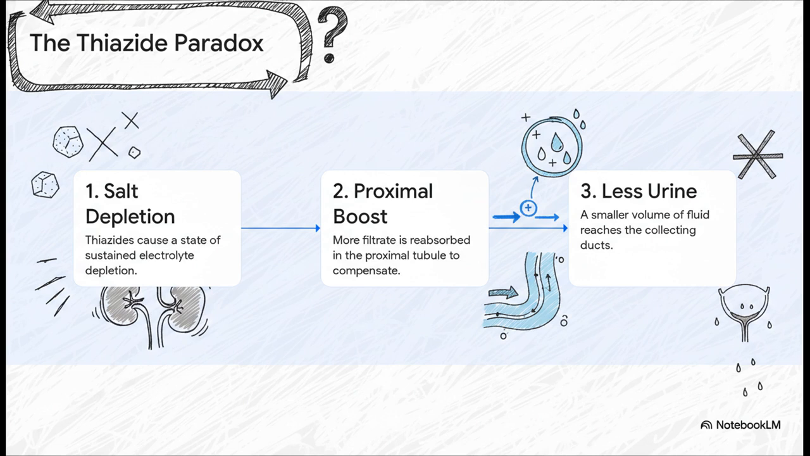Thiazides make you lose salt. The body senses this salt loss and goes into compensation mode. It starts reabsorbing a lot more salt and water much earlier in the kidney, in the proximal tubules. So by the time the fluid gets to the end, to the collecting ducts, there's much less of it left. The end result? Less urine output. A diuretic acting as an antidiuretic. It's very clever, isn't it?